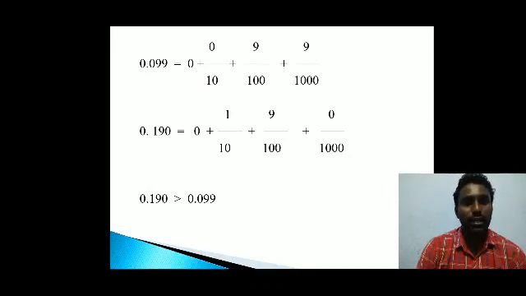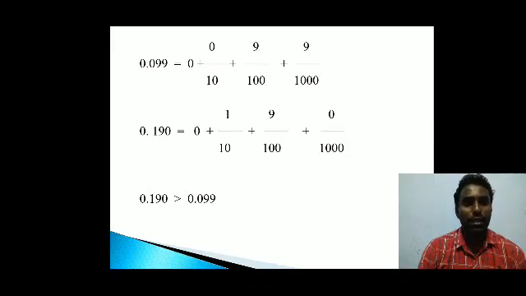The first digit after the decimal point is 0, so 0 by 10, that is called the 10th position, right? That's called 0 by 10. Next one 9 divided by 100, and then the next one 9 divided by 1000, that's called the 1000th digit. So we can expand it as 0 plus 0 by 10 plus 9 by 100 plus 9 by 1000. Next one, 0.190, can be written as 0 plus 1 by 10, because of the first digit after the decimal point. Next one 9 by 100. Next one 0 by 1000.